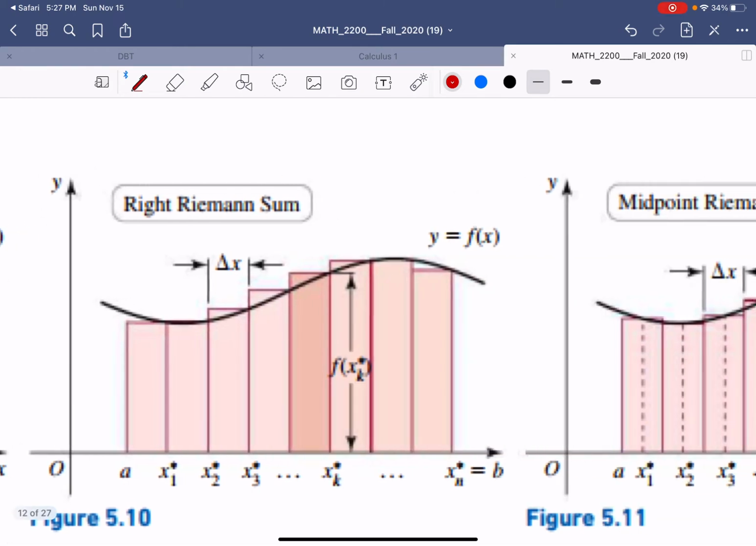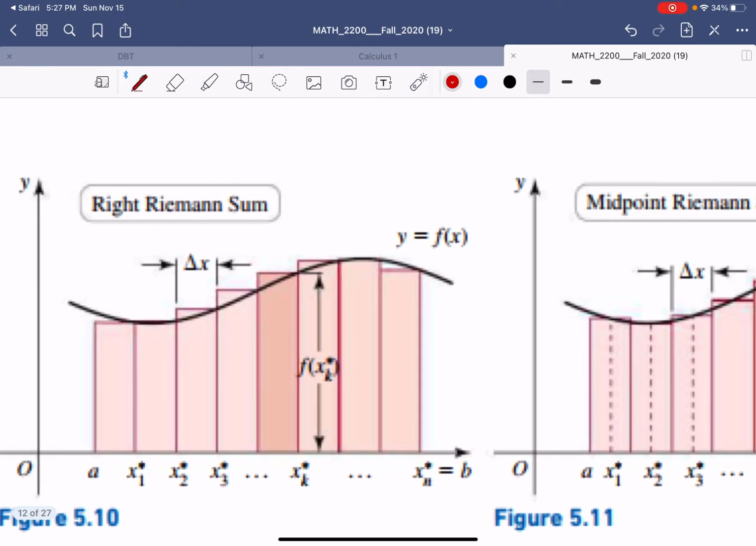For the right-hand Riemann sum, as you guessed it, I'm using the right-hand point. So my xk star is going to be equal to my right-hand grid point, and I go up to the function, over to the left, and back down, and that's how I create my rectangle.